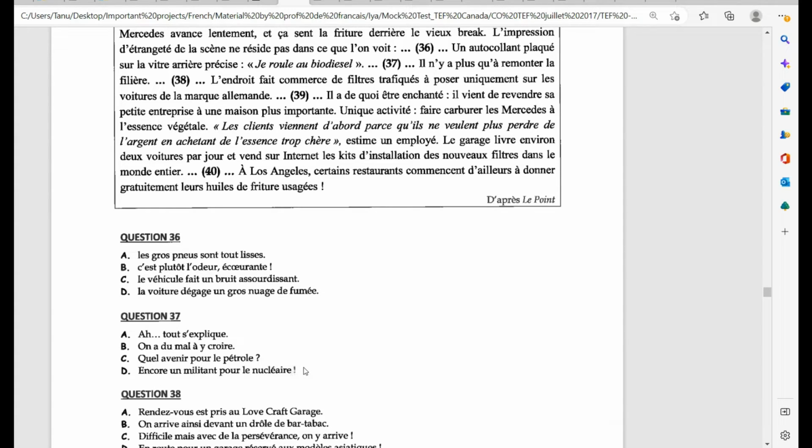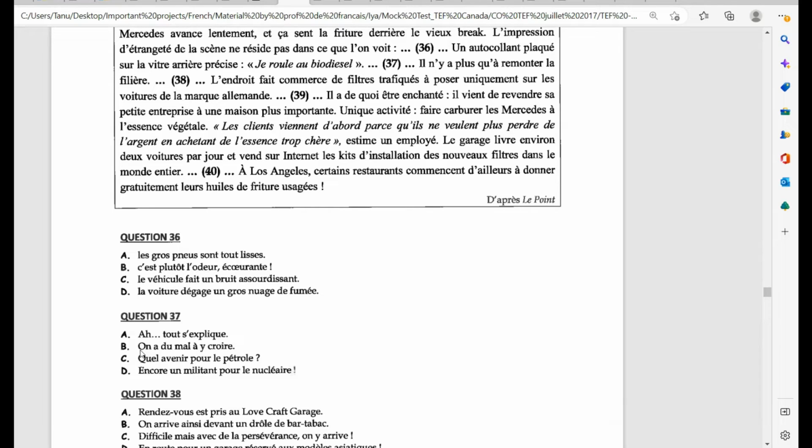All right, I think in this one, elimination approach should work. We are not talking about any nuclear activist here, so this option D is eliminated. Quel avenir pour le pétrole? We are not talking about the future of petrol here, so this is also eliminated.